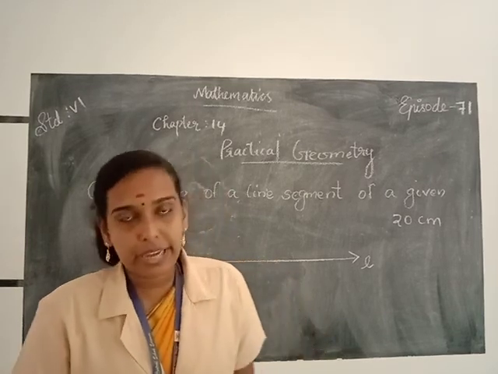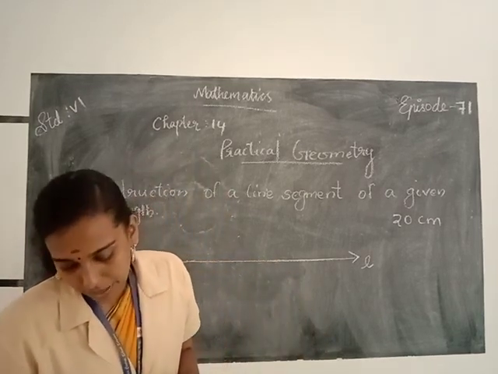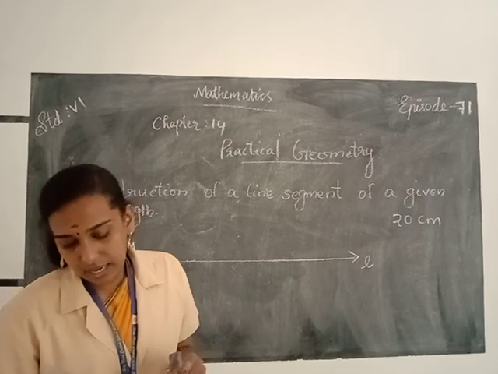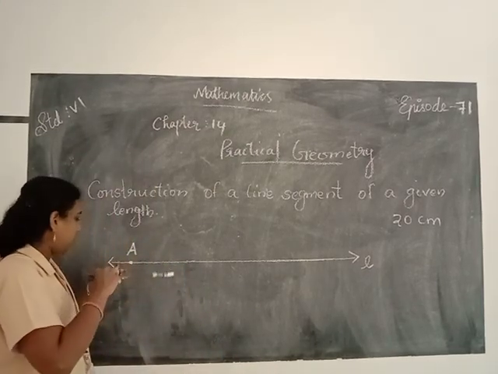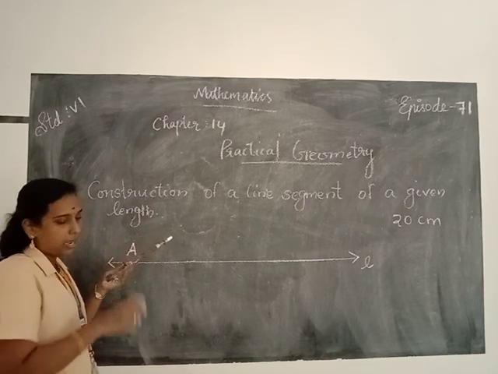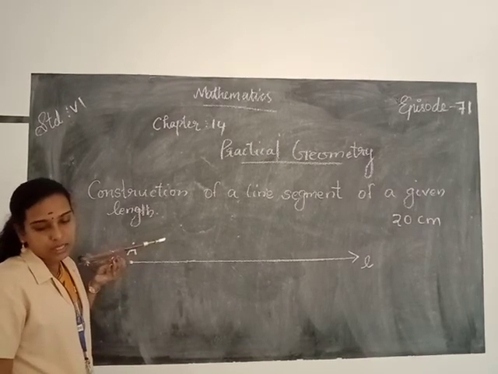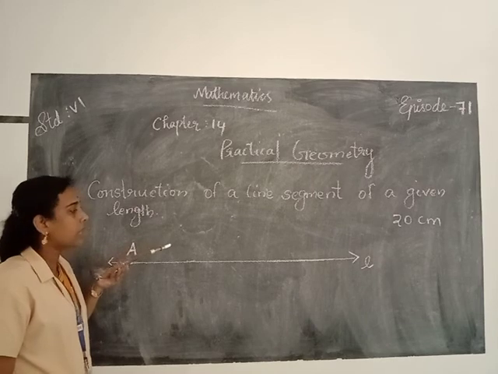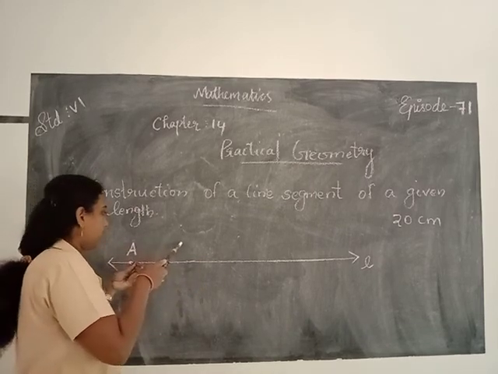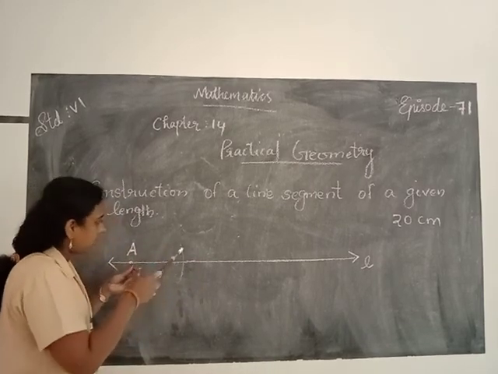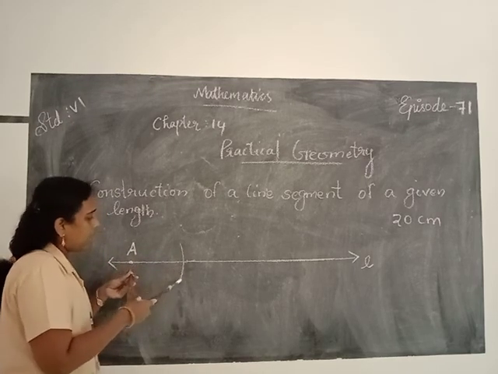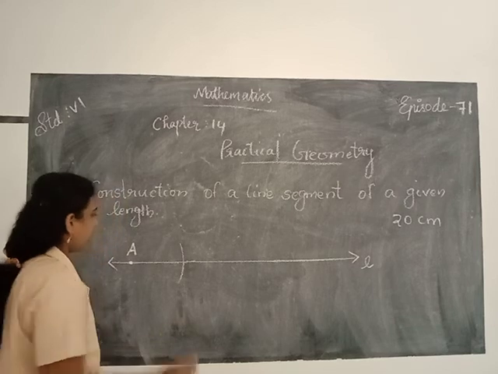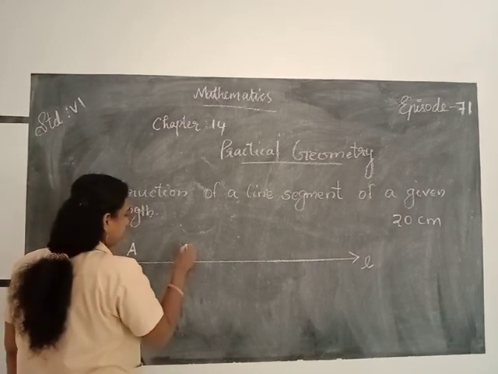Then take caution that the opening of the compass is not changed. Then place the pointer on A. Then swing an arc to cut the line L. So draw an arc like this to cut the line L, and mark this point B.